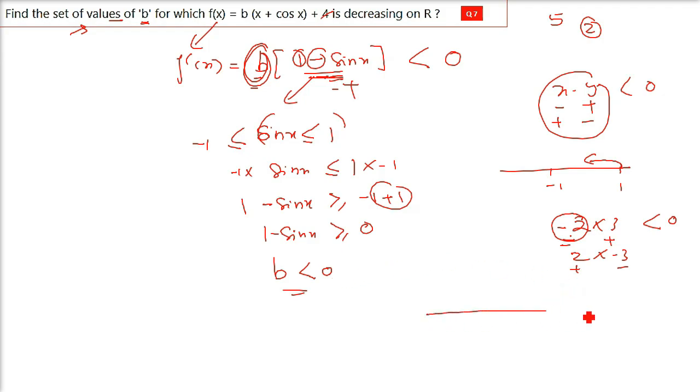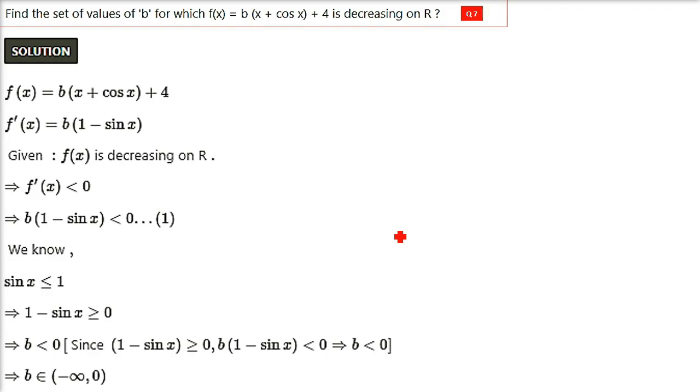So what will be the set of values? Let me make a number line. Less than 0 means what? Anything which is below 0, but to what extent will it go? It will go to -infinity. So this -infinity is the last thing we can reach. So B belongs to -infinity to 0. This is one way of saying that B is less than 0.